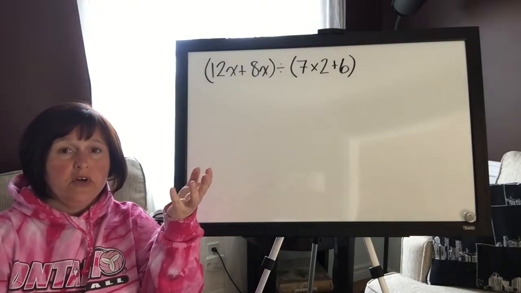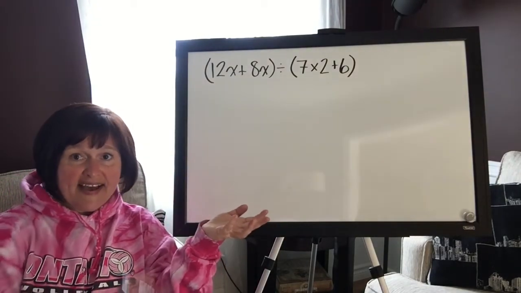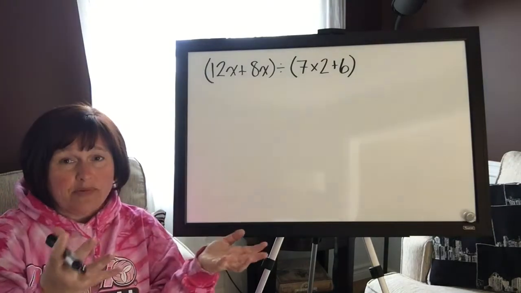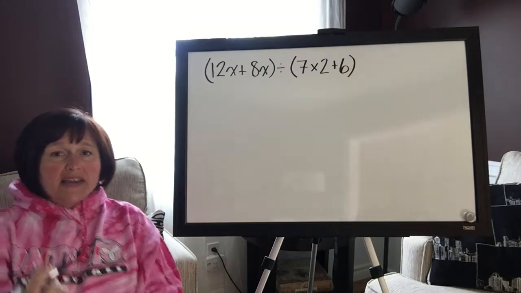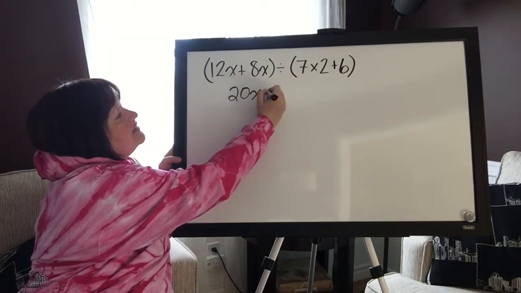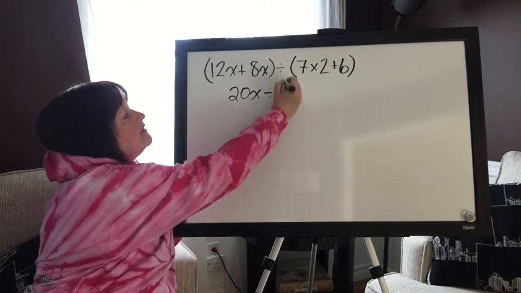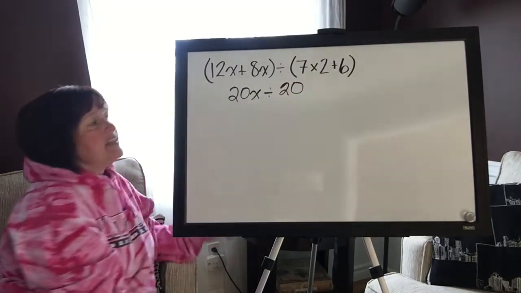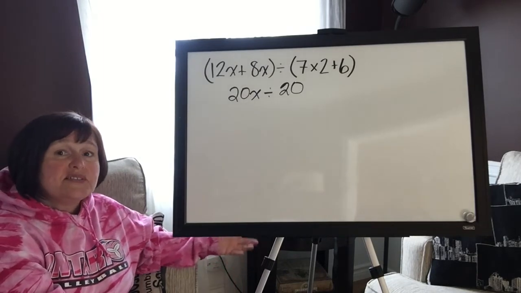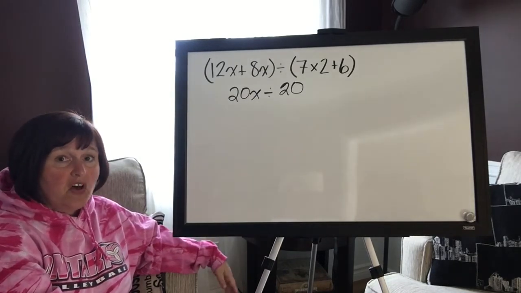Well, if I have 12 apples in one hand and I have 8 apples in another hand, don't I just have 20 apples altogether? So I can simplify it by saying 20x divided by 20. And then I can get rid of the brackets. But then I can also do something else. I can do what's called factoring.